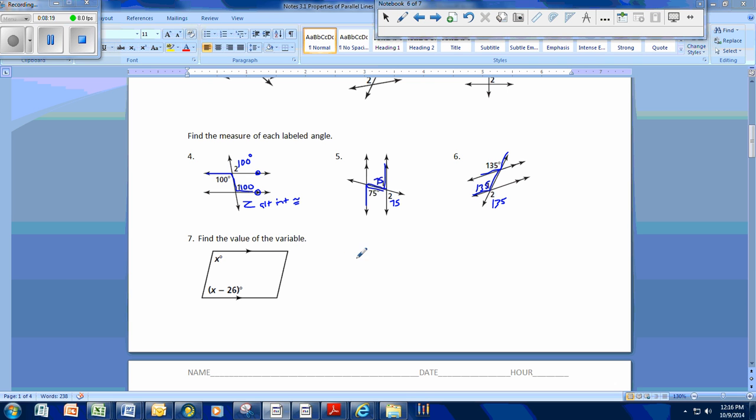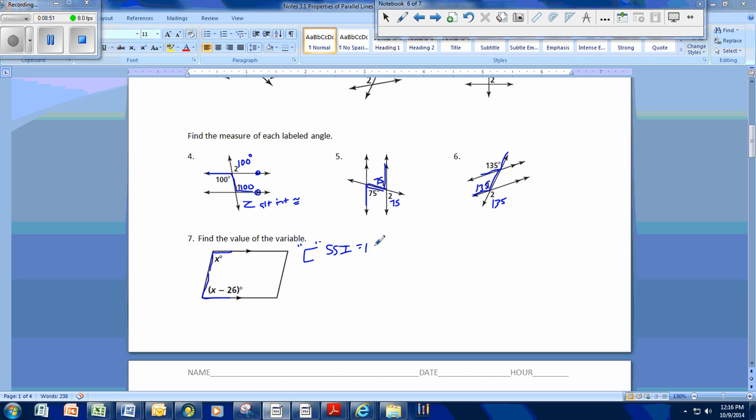Lastly, example 7. Now we're going to apply everything to set up an equation and solve for our variable. In this example, we have two parallel lines on the top and the bottom of this shape because of our markings. So this is the transversal we're looking at. Now if I were to highlight angle X and the angle labeled X minus 26, those make the letter C, which are called same side interior angles.